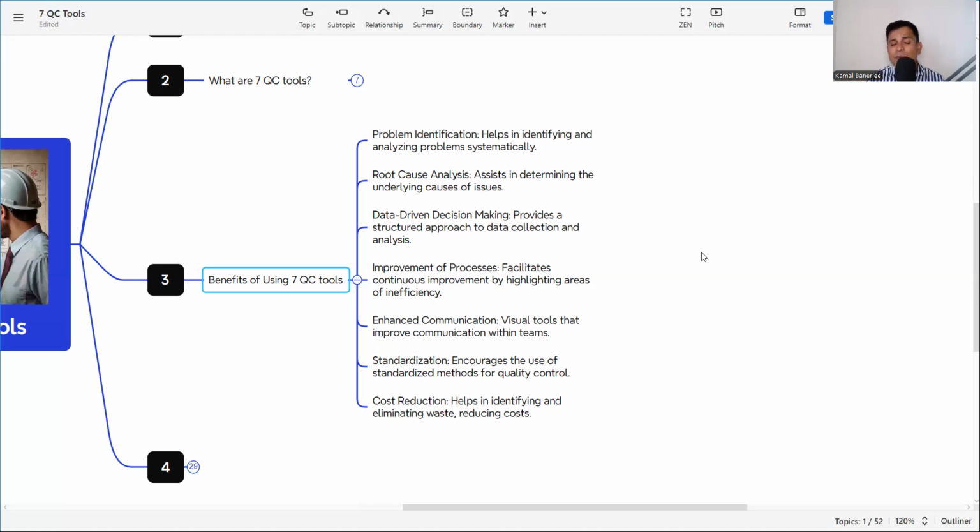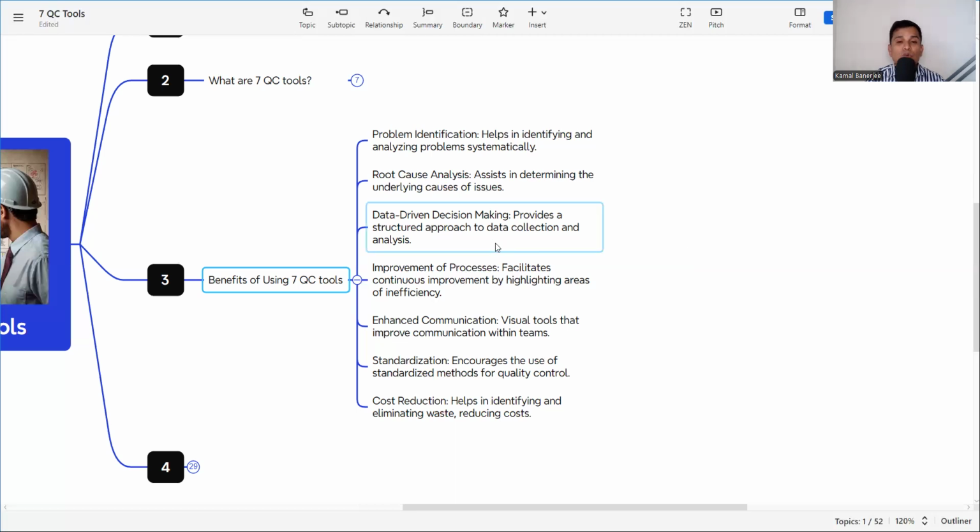See, in quality control, we cannot rely on any opinion. Somebody can say it's a structural crack, or somebody can say that it's a settlement crack. It's fine, it's their opinion. But 7QC tools or quality control believes in the data. If there is no data, the opinion doesn't matter, it is not accepted.